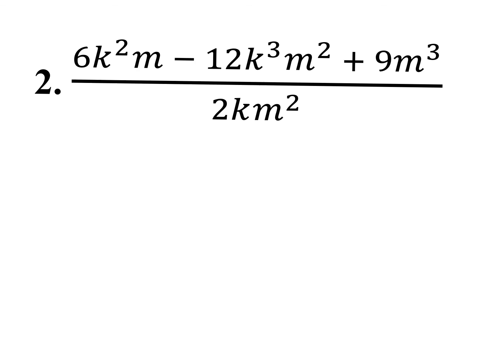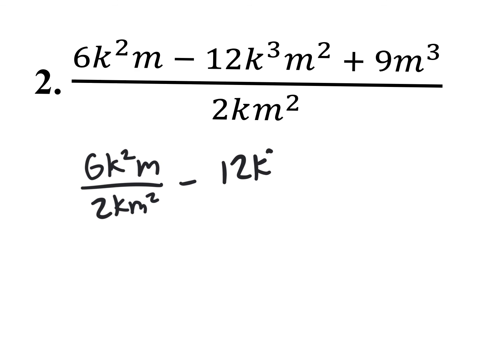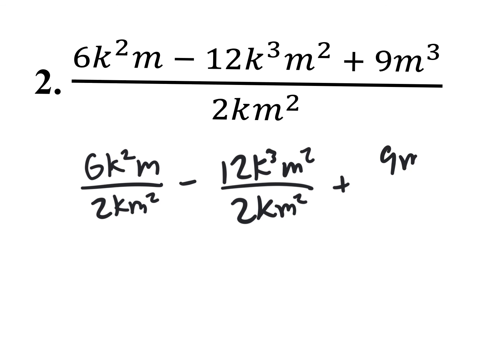We have the first term, 6k squared m over 2km squared, minus 12k to the third m squared over 2km squared, plus 9m to the third over 2km squared. All I did was take that denominator and put it on each of these, creating 3 fractions. If I separate it and look at it as one fraction at a time, notice that there's no addition or subtraction in here. I could just cancel things out.